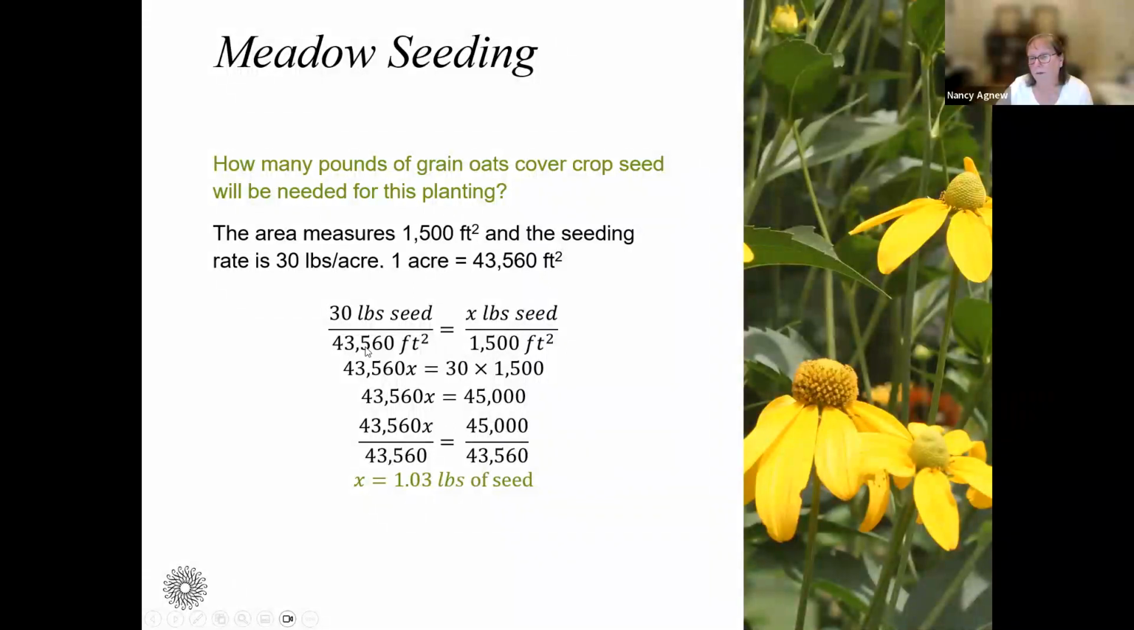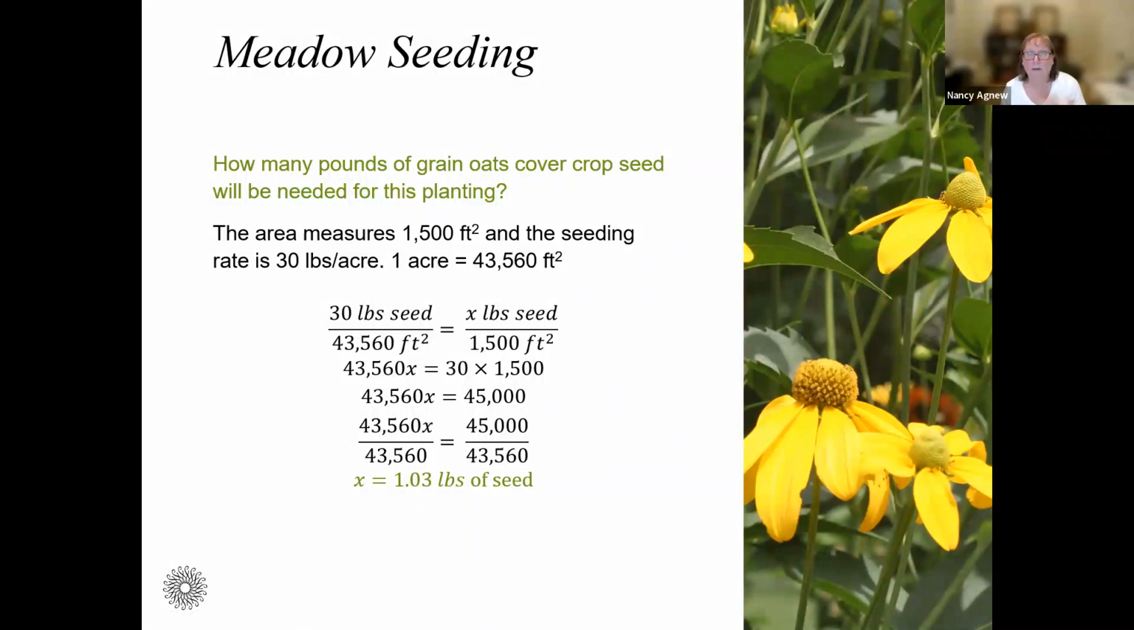So 43,560x equals 30 times 1,500. 30 times 1,500 is 45,000. Divide both sides by 43,560 to isolate x. You get 1.03 pounds of seed.